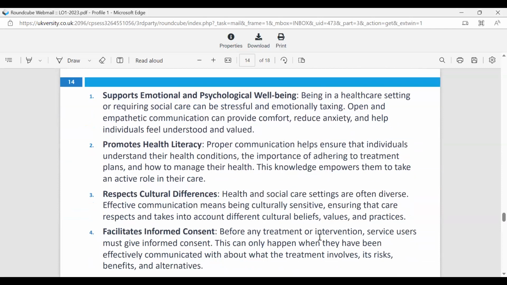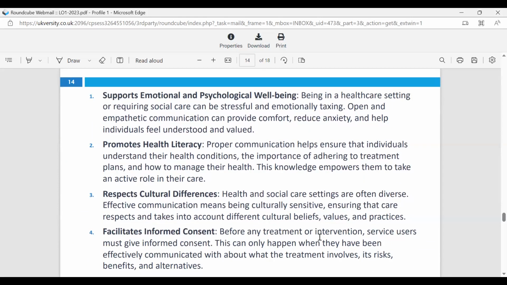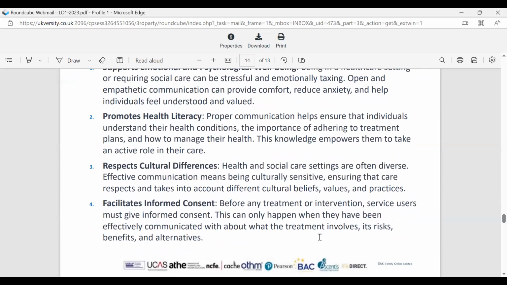It's also there to support emotional and psychological well-being. So being in a healthcare setting or requiring social care can be stressful and emotionally taxing. Open and empathetic communication can provide comfort, reduce anxiety, and help individuals feel understood and valued. It also promotes health literacy. So proper communication helps ensure that individuals understand their health conditions, the importance of adhering to treatment plans, and how to manage their health. This knowledge empowers them to take an active role in their care.